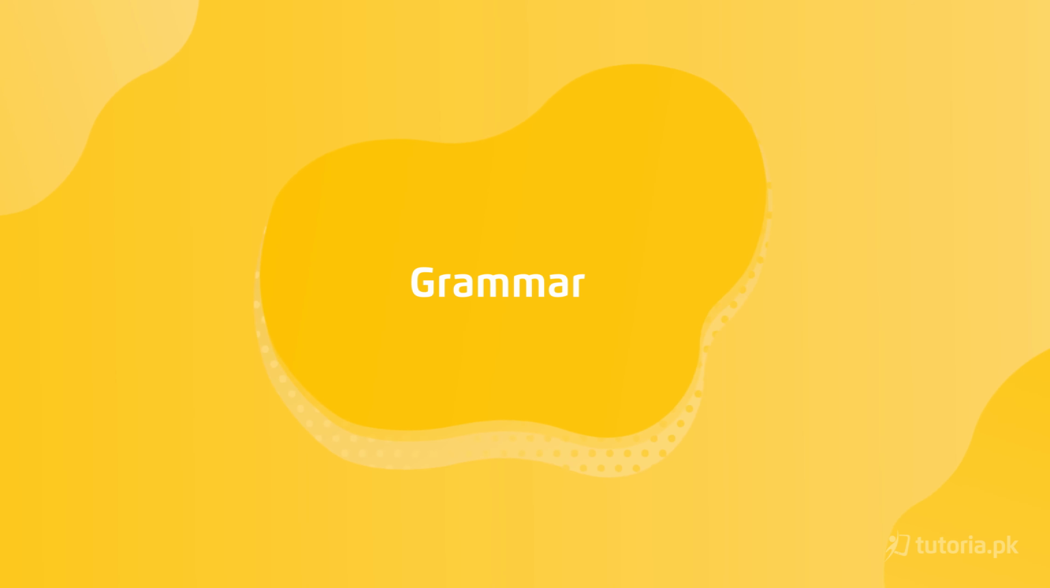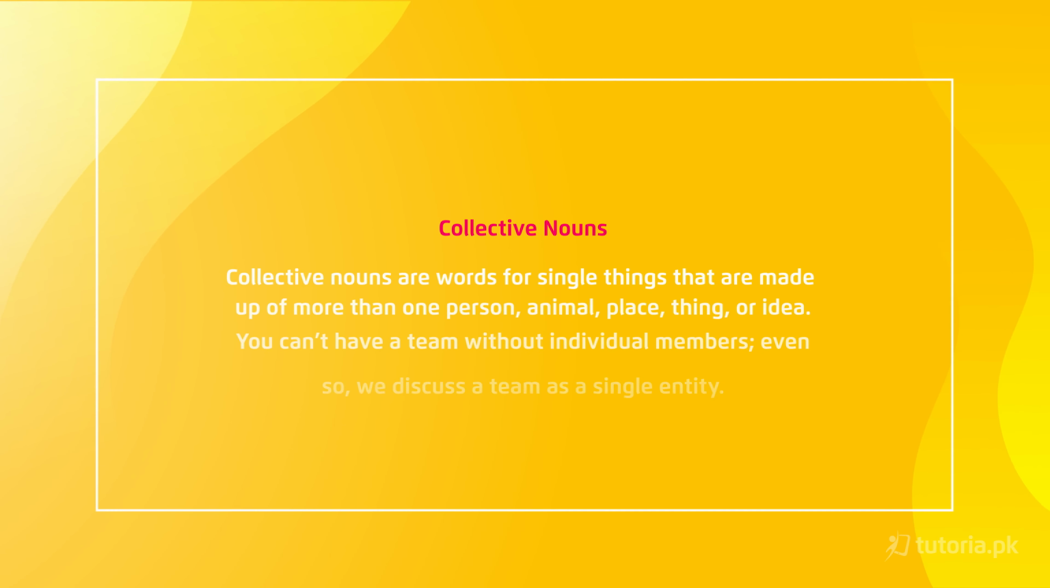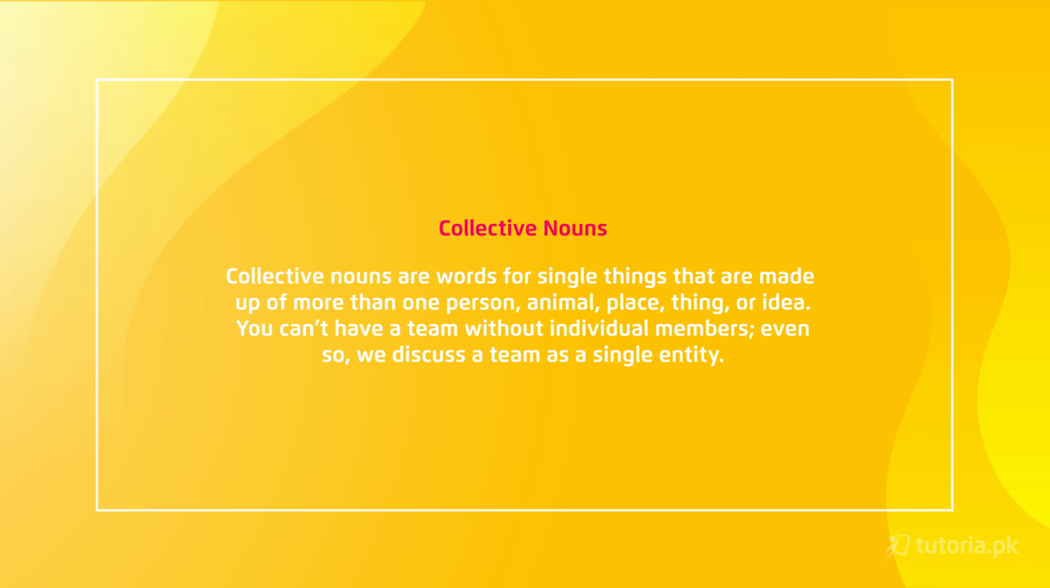Now let's start discussing exercises related to the grammar portion. Our first grammatical topic is collective nouns. Collective nouns are words for single things that are made up of more than one person, animal, place, thing, or idea. You can't have a team without individual members. Even so, we discuss a team as a single entity.